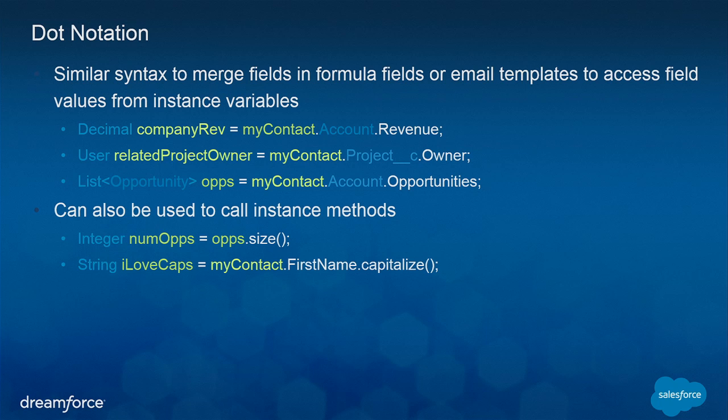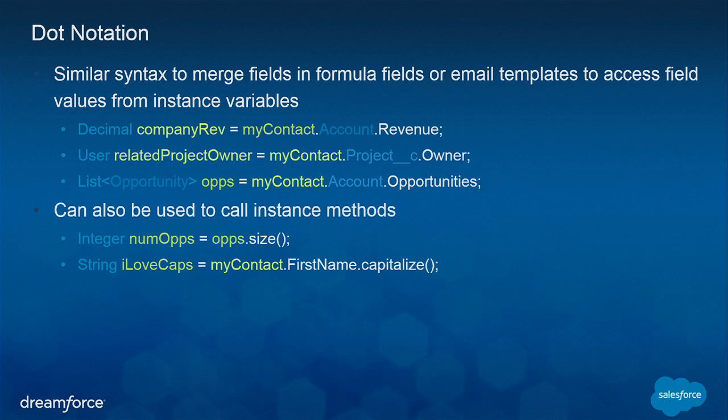Similarly, we've got a user data type. We have created a variable called related project owner, and we can access that data by pulling up the contact, finding the associated project. You can see the __c that tells you that is pulling a custom data object. You're probably all familiar with that from your Salesforce admin work. And we're getting the owner of that project that way.